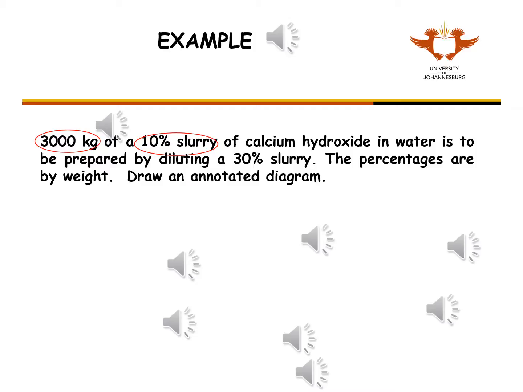The product stream is given as 3000 kilograms of a 10% slurry. The product stream will be denoted by P, equal to 3000 kilograms, with calcium hydroxide mass fraction of 0.1. The mass fraction of water is not given. The product stream consists only of calcium hydroxide and water, hence XPC plus XPW is equal to 1. Hence XPW will be equal to 0.9.